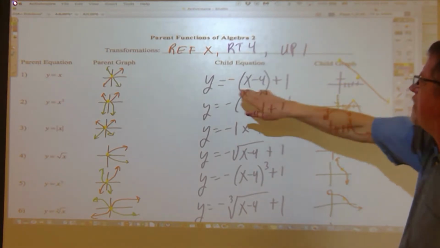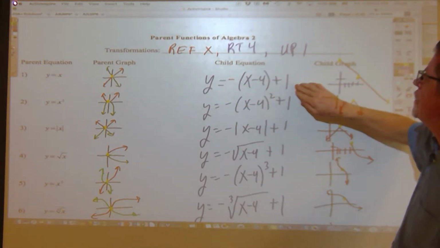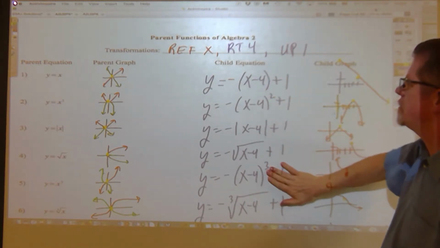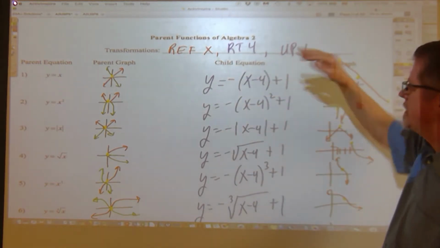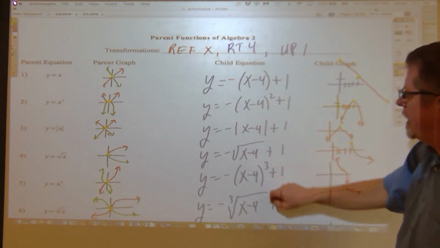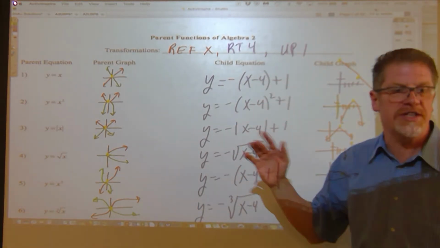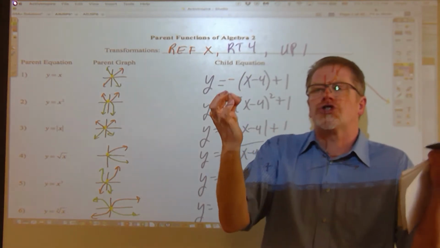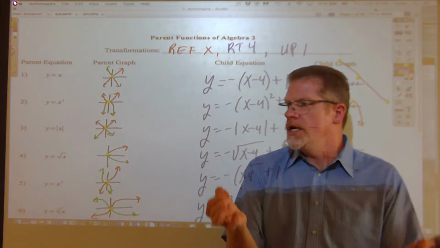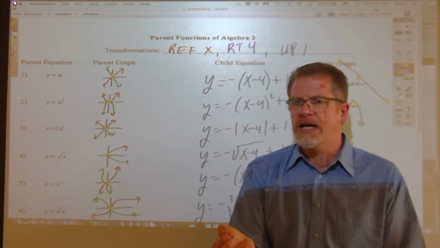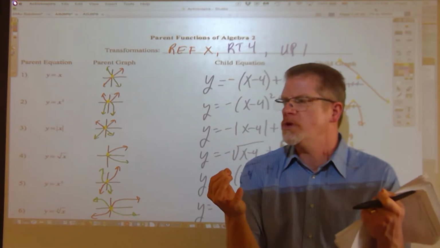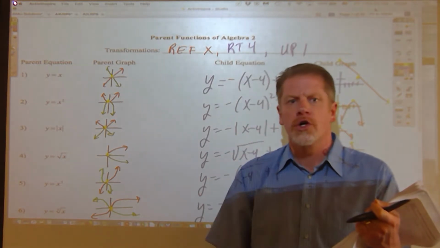So if you want to find the parent, if this were given to you, take off the up-down shift, take off the plus 1, take off the reflection, take off the right-left shift, and what's left? X squared. Absolute value of x, square root of x. So you can tell what the parent graph is if you shave off the reflection, the up-down shift, and the left-right shift. Then the parent will be revealed.